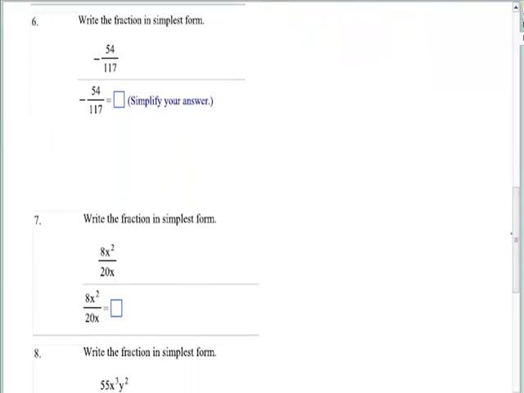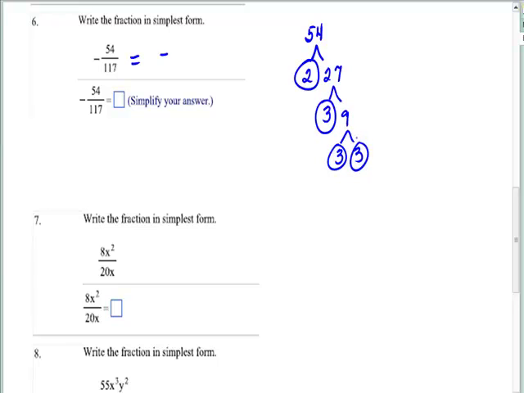All right, number 6. Well, one thing I want to make sure I do is put a negative with this, because whether you're in higher terms or lower terms, the sign of the fraction doesn't change. Let's do prime factorizations. 54. It's an even number. 2 goes in there 27 times. All right, 2 doesn't work anymore, but 3 does. 3 goes in there 9 times. That's a prime. And 9 is 3 times 3. So the prime factorization of 54 is 2 times 3 times 3 times 3 over.